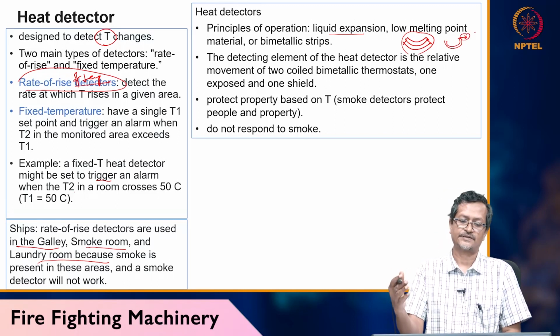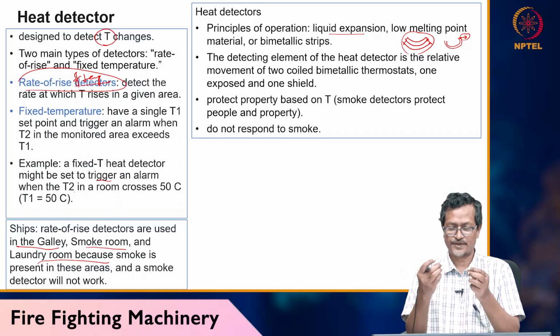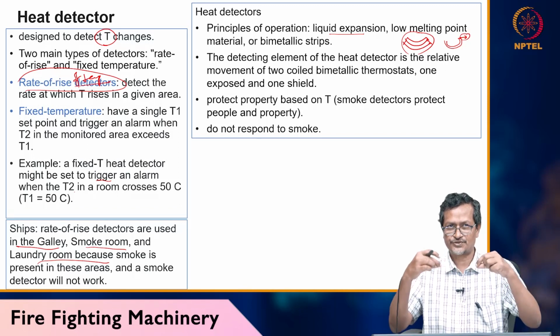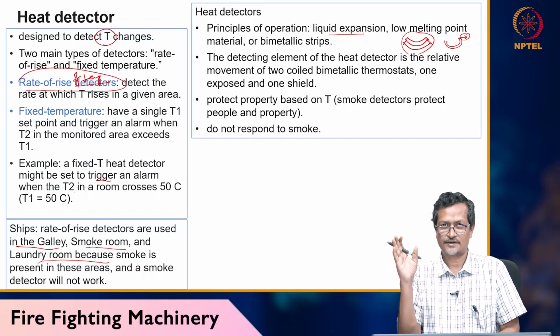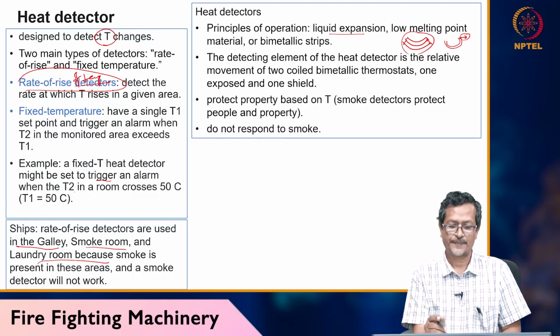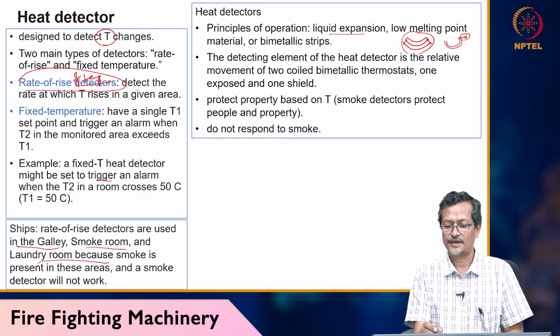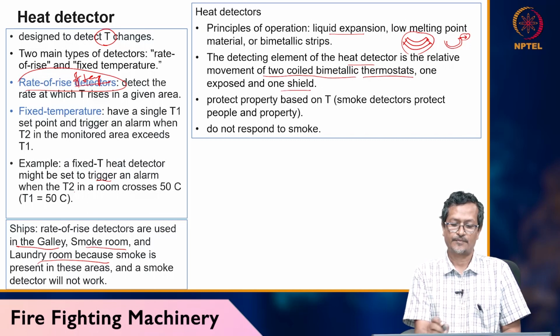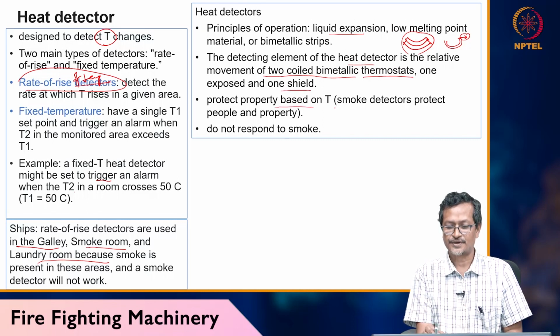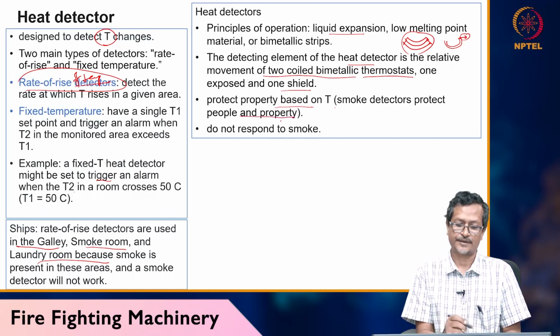So, that will be saying that okay, temperature increase, because of that the bimetallic strip changes its radius of curvature. When it changes radius of curvature, your sensor will say okay, temperature increased, send alarm signal to the people. Now, the detecting element of the heat detector is the relative movement of two coiled bimetallic thermostats, one exposed, another shielded. It will be protecting property based on temperature. Smoke detectors protect people and property.